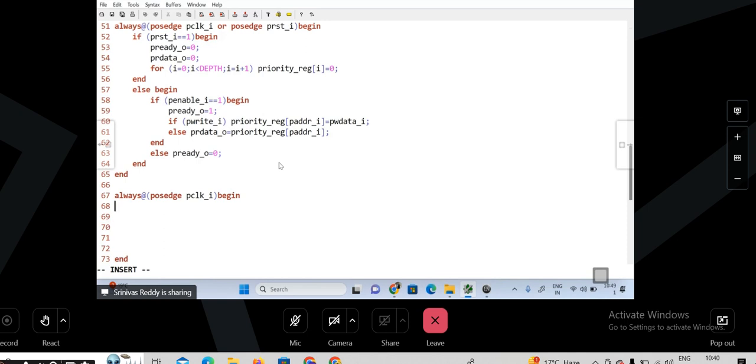Then what do I need to do? Else, which state can I go to? The same state. So next state is equal to the no interrupt state. This is the first state. Then I'm going to write end here. If there are interrupts, I can go to the next state. If there are no interrupts, it remains in the same state.